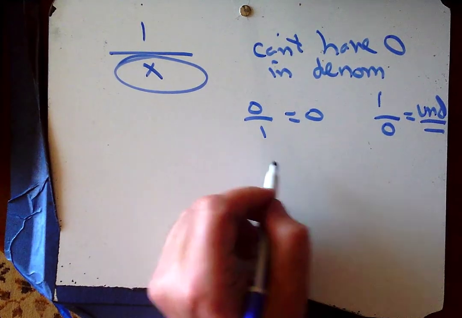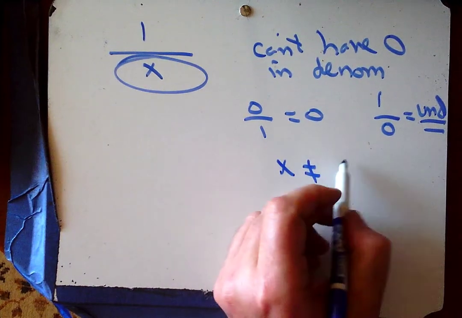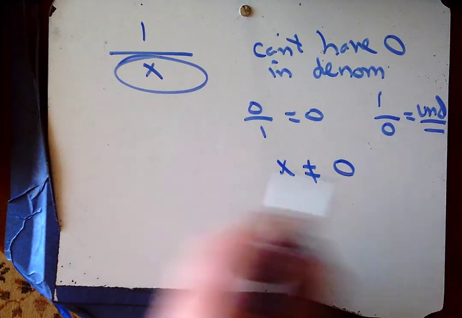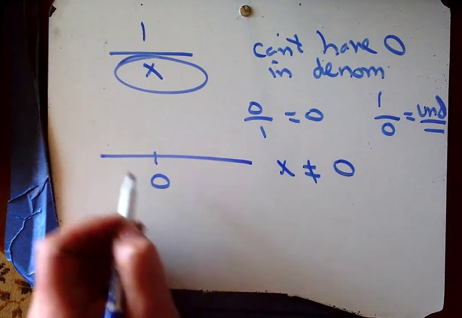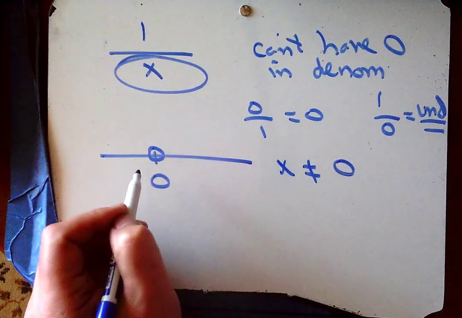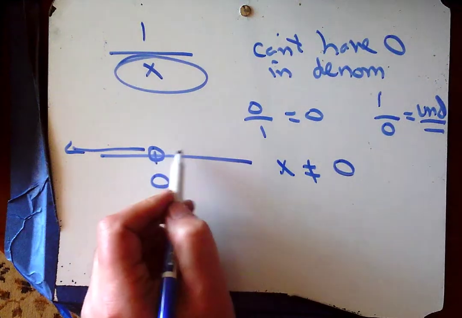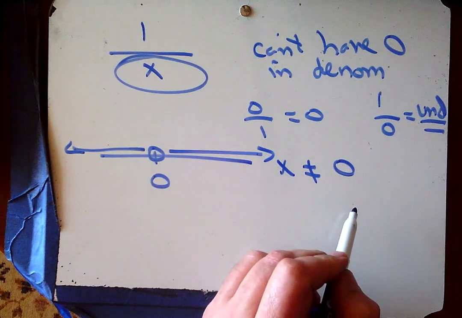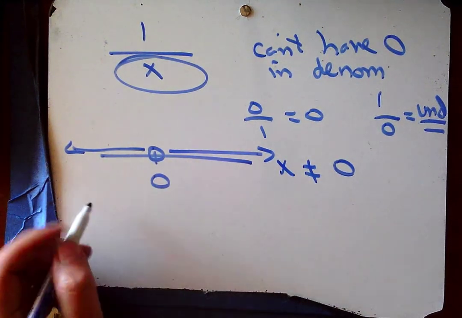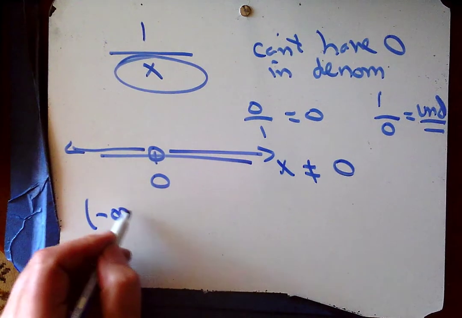So what am I going to do here? I'm going to say whatever on the bottom can't be equal to 0. In this case, it's x. That's what x can't be equal to. It can be anything else. It can be all these negative numbers. It can be all these positive numbers. And so my domain is going to come in two parts.